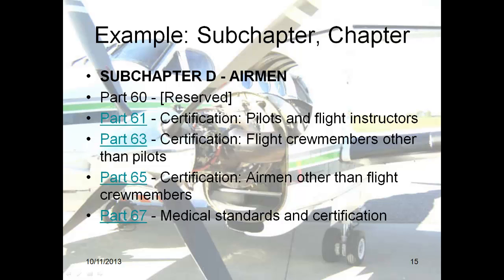So we started with chapter, and then we moved to subchapter, and the subchapter is airmen. The chapter was the grouping of all aviation regulations. The next logical grouping was subchapter, which was airmen, and then we jumped down to part, and the part is grouping the different types of airmen in this example.